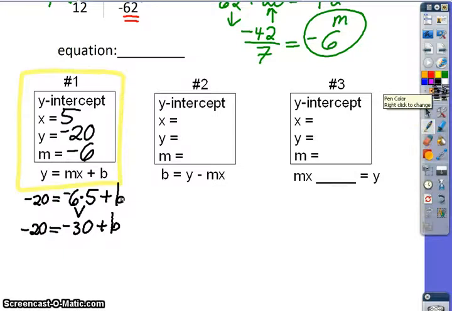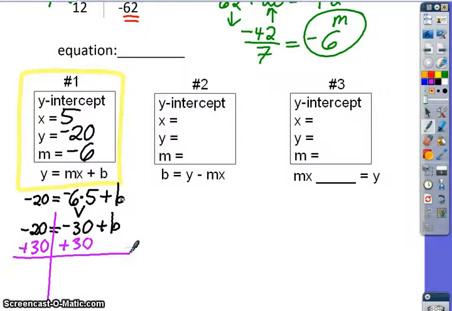Then I will solve for b. I will try and find b. How do I get rid of negative 30? Oh, add 30. I'm just solving just like we did yesterday. This would give me 10. These cancel, and that gives me b. Take a minute and write that down and think of some questions.